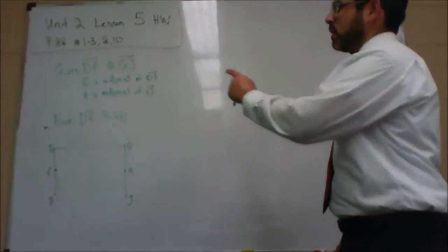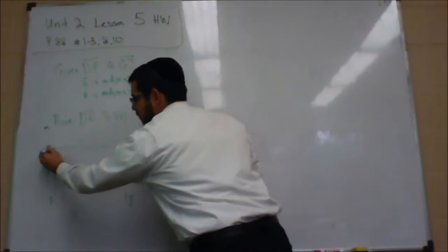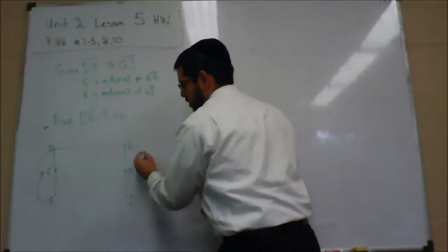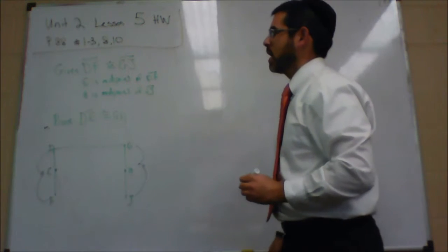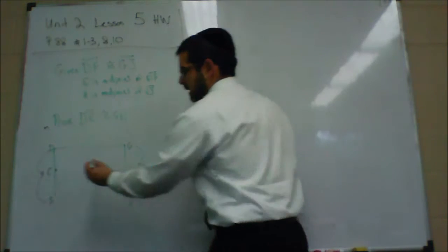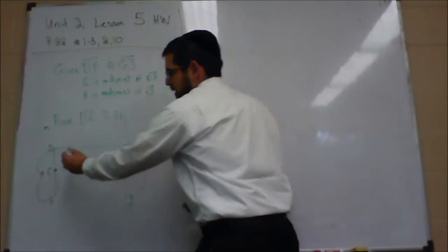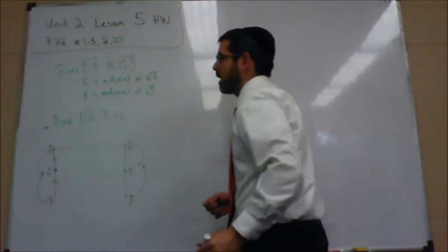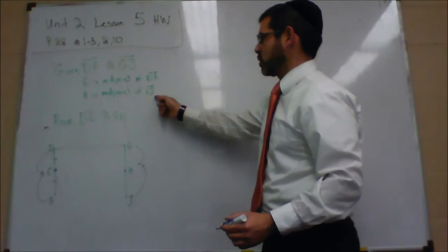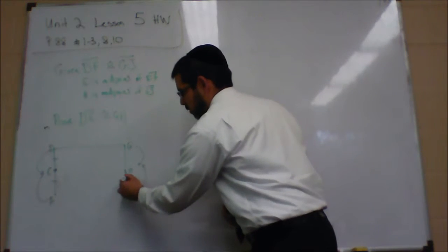Okay, here's problem 2. Given DF is congruent to GJ, so this is DF, and this is congruent to GJ. These two lengths are both congruent. And E is the midpoint of DF, and H is the midpoint of GJ. So here E is a midpoint, and we know a midpoint breaks the segment into 2 equal pieces. So if this is the midpoint, this must be congruent to that. And H is the midpoint of GJ, so here the midpoint again breaks it into 2 congruent pieces. This must be congruent to that.